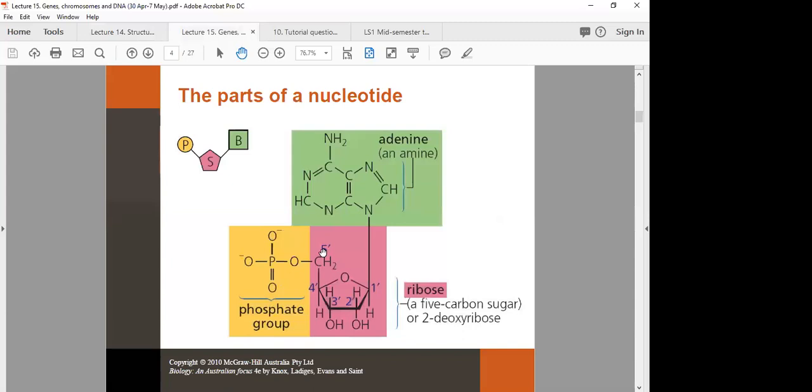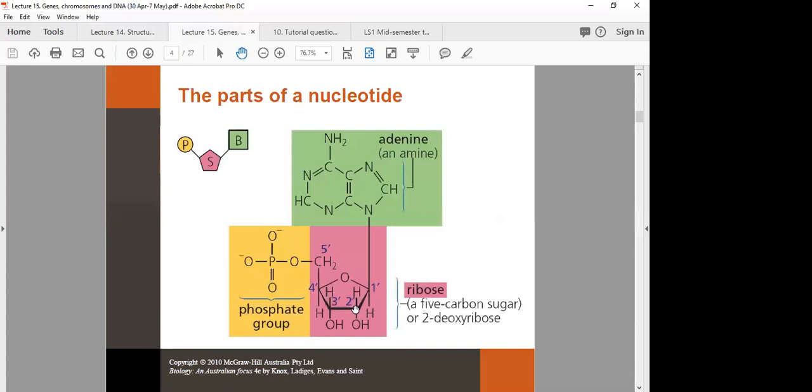So we call this the 5' end of the nucleotide, or we refer to this as the 5' phosphate, because it's attached to the 5' carbon of the sugar. Here we have the 3' carbon, and attached to that 3' carbon is a hydroxyl group, this OH here. So this is referred to as the 3' end of the nucleotide, and this becomes important later on. The 3' hydroxyl and the 5' phosphate of a nucleotide.